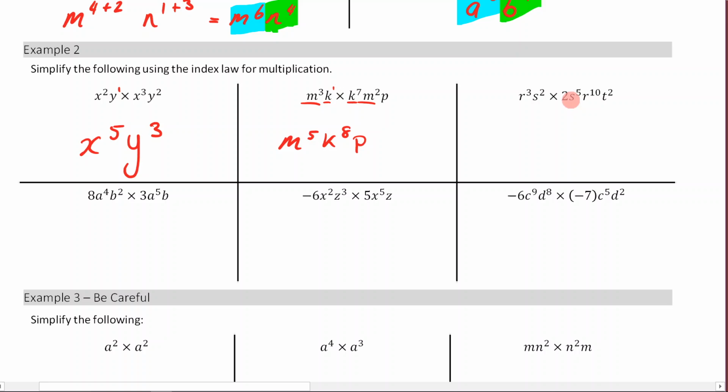We come over here. This time I have a number as well, so I'm just going to put that number out the front. Then I'm going to go, all right, how many r's do I have? I have r cubed here. I have r to the 10 here. So that means I have r to the 13 once I add those together. Then I have s to the 2 and s to the 5. That's going to be s to the 7. And then I have t squared as well.